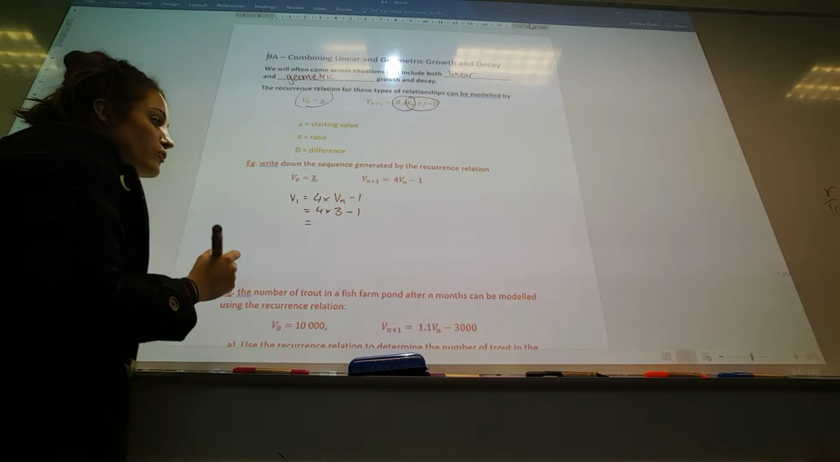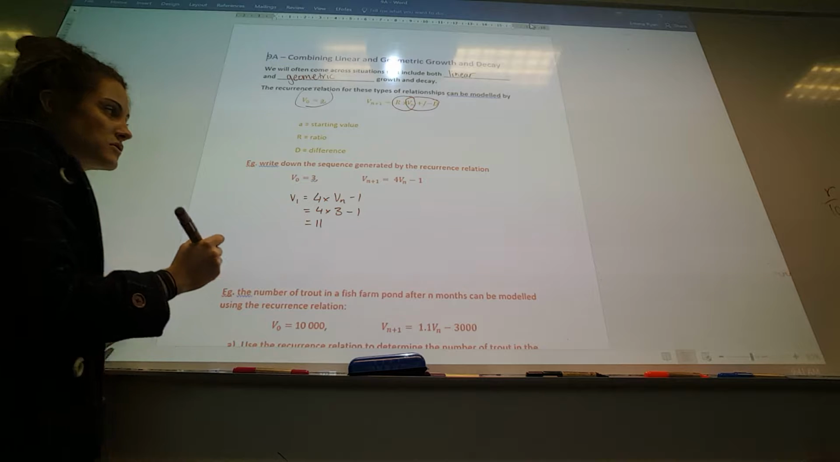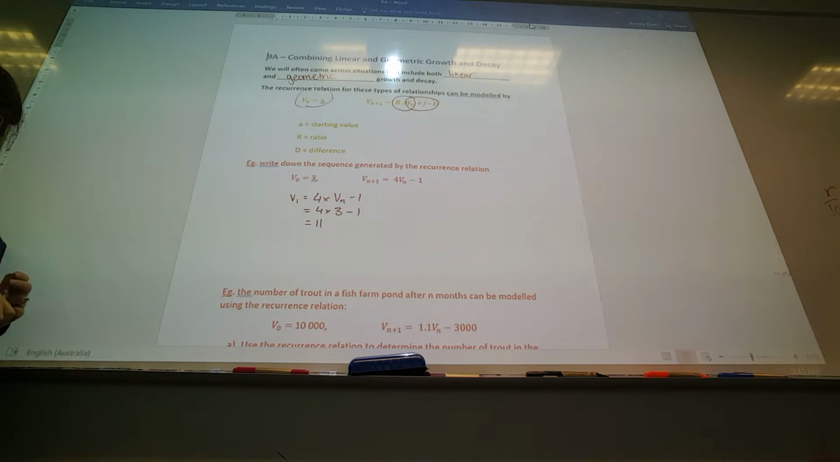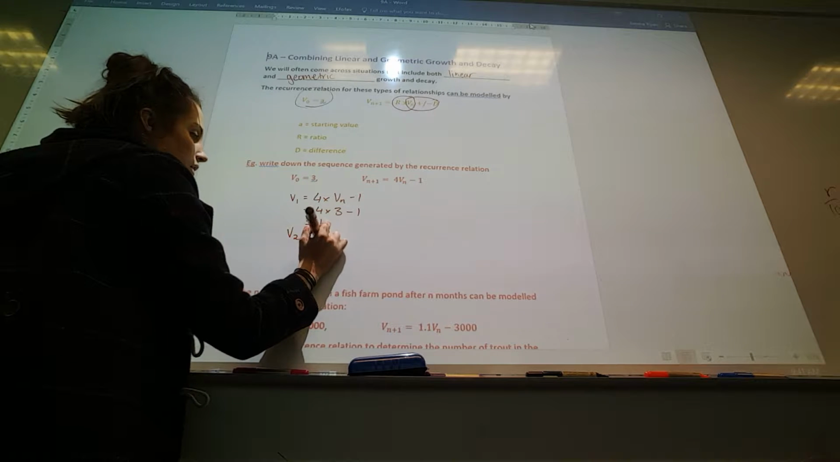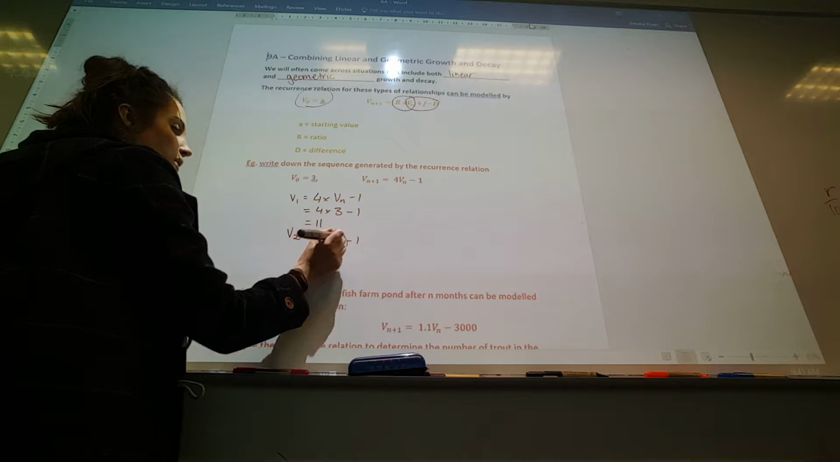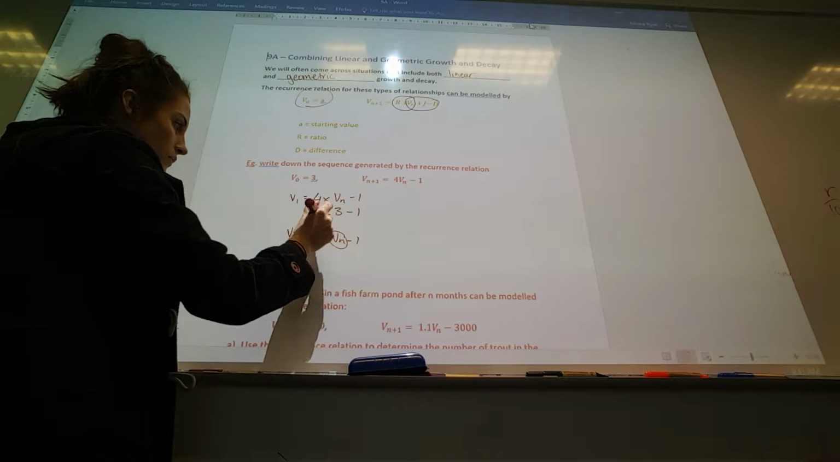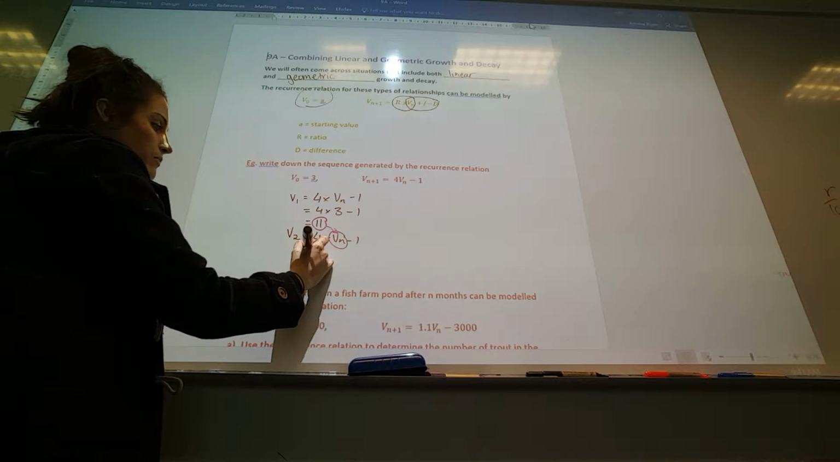Yeah. So 4 times 3 is 12, take away 1 is 11. So our first, or V1, is 11. Then to find the next one, same thing, but we're now using the previous term in here because it's recursion.